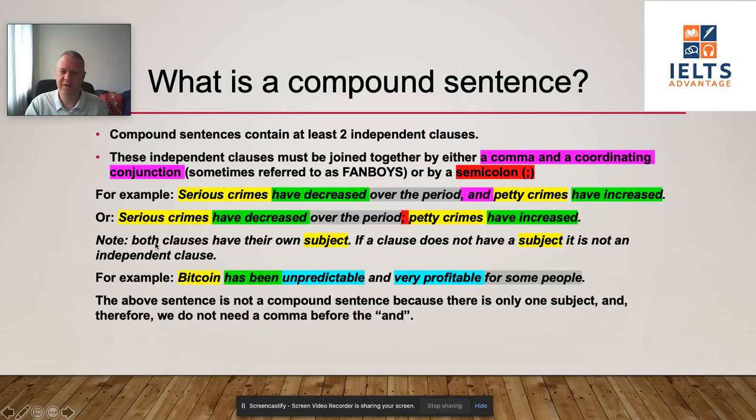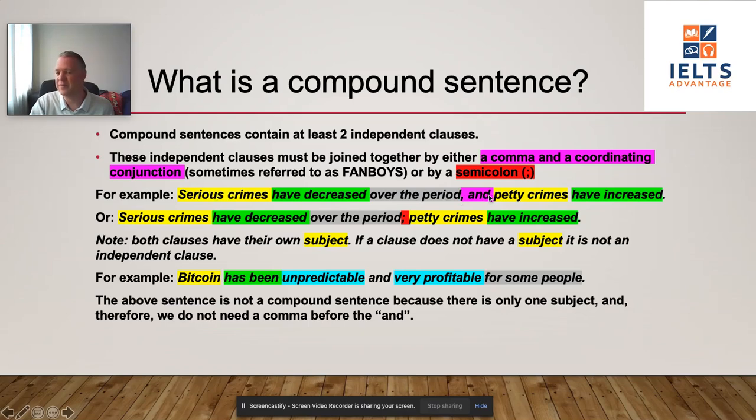So we've got to know both clauses have their own subjects. Let's have a look here at the example. Serious crimes have decreased over the period. So we've got serious crimes as a subject, have decreased, this is our verb. Over the period, this is a prepositional phrase. This is all one thought. Yep, it is an independent clause.